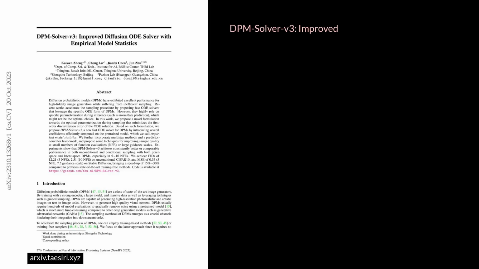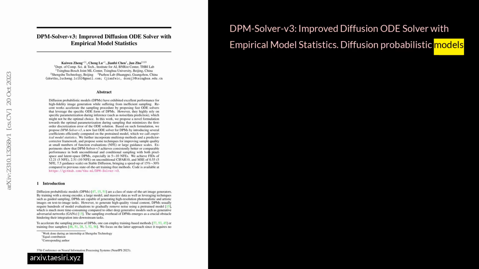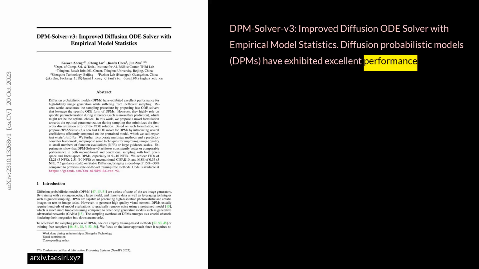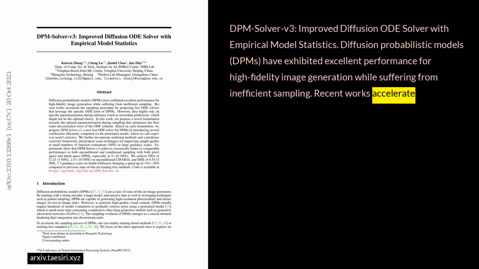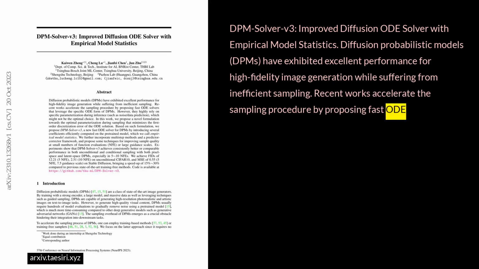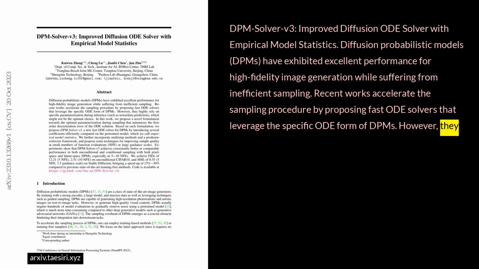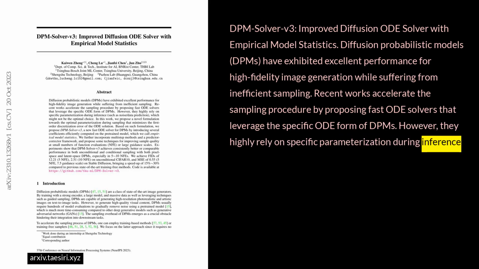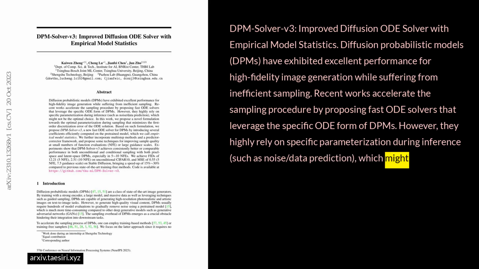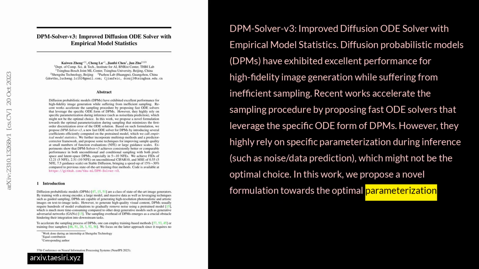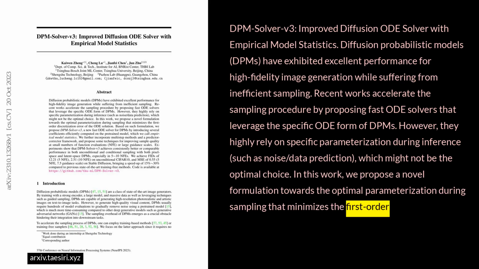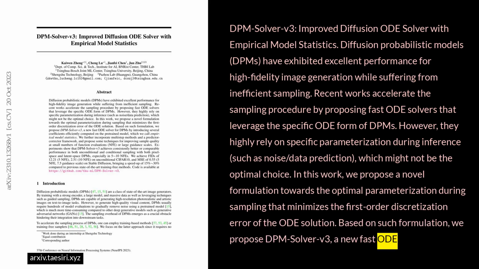DPM-Solver-v3, Improved ODE Solver with Empirical Model Statistics. Diffusion Probabilistic Models, DPMs, have exhibited excellent performance for high-fidelity image generation, while suffering from inefficient sampling. Recent works accelerate the sampling procedure by proposing fast ODE solvers that leverage the specific ODE form of DPMs. However, they highly rely on specific parameterization during inference, such as noise or data prediction, which might not be the optimal choice. In this work, we propose a novel formulation towards the optimal parameterization during sampling that minimizes the first-order discretization error of the ODE solution.